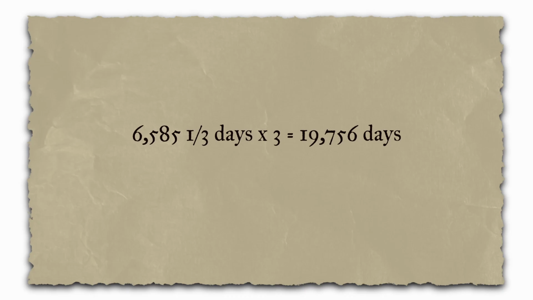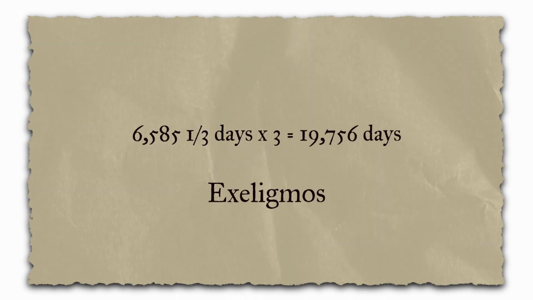by that much extra. Ptolemy then notes that some people don't like the fact that the Saros cycle has that lingering third of a day in it. I guess fractions are hard or something. Fortunately, if you want to get rid of it, you can multiply the Saros period by 3 to get a related cycle, referred to as the exeligmos, which is 19,756 days long.